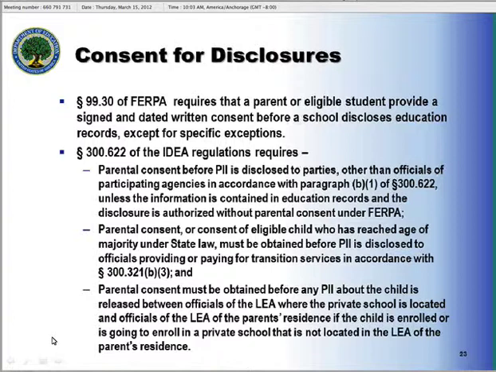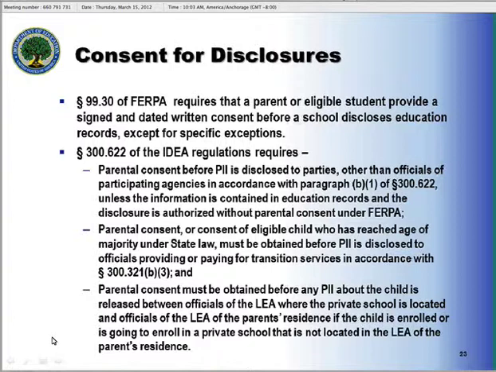Parental consent, or the consent of an eligible student who has reached the age of majority under state law, is required before personally identifiable information can be released to participating agency officials providing or paying for secondary transition services. This is particularly important where public agencies seek to invite an official of a participating agency to an IEP team meeting where post-secondary goals and transition services are being discussed.